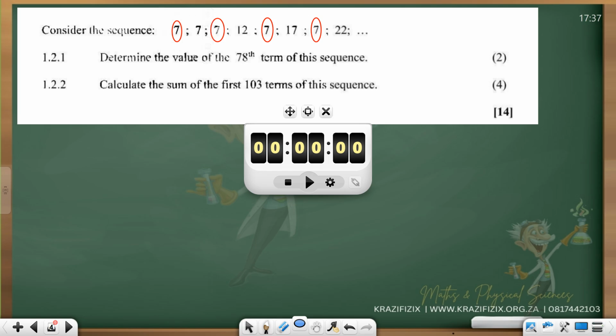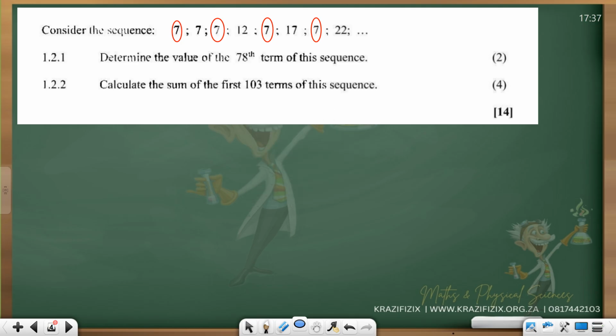And the next one, I think it's an arithmetic pattern, right? So calculate the value of the 78th term. Now, what you need to quickly see is that this one is an even number. And if you notice, it is the even ones that are arithmetic. T6, T8. The even ones are arithmetic. So when they say find the 78th, you know what they're telling you to find? The 39th.